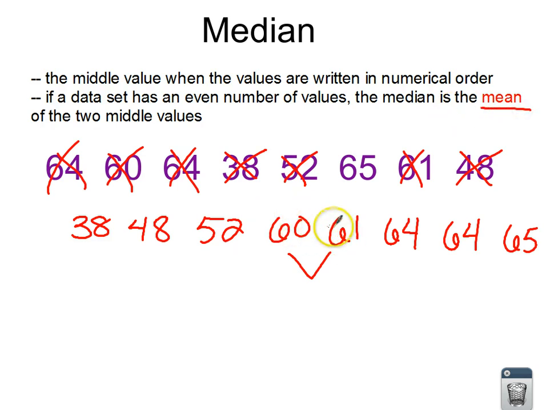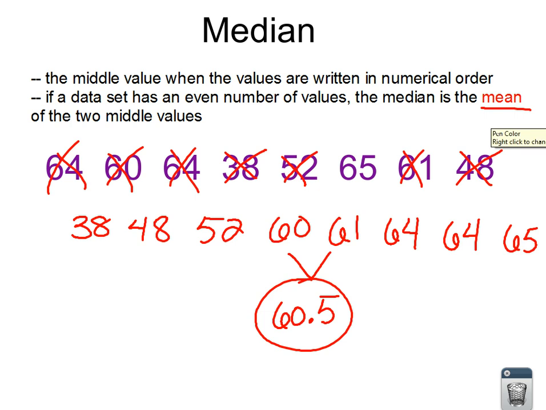So 60 plus 61 divided by 2, or just think of, since the numbers are pretty close to each other, what is the halfway point between 60 and 61? Well, the halfway point would be 60 and a half. That would be your final answer.